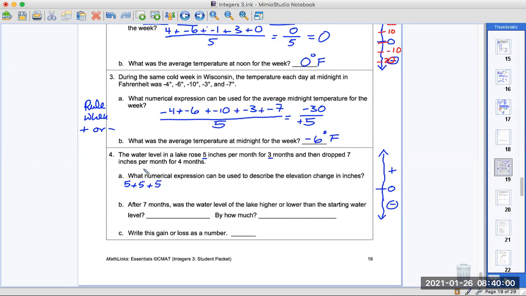And then dropped 7 inches per month for 4 months. So we got to subtract the 7 inches for 4 months. What numerical expression can be used? Okay, but we don't need to write this long line here. Who can tell me how to write it shorter using multiplication? How can we write? Go ahead. 5 to the power of 3 and 7 to the power of 4.